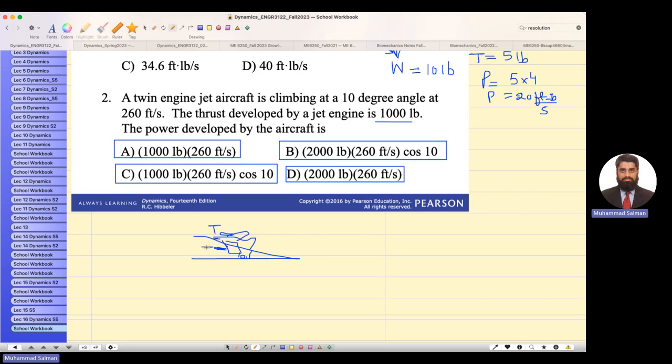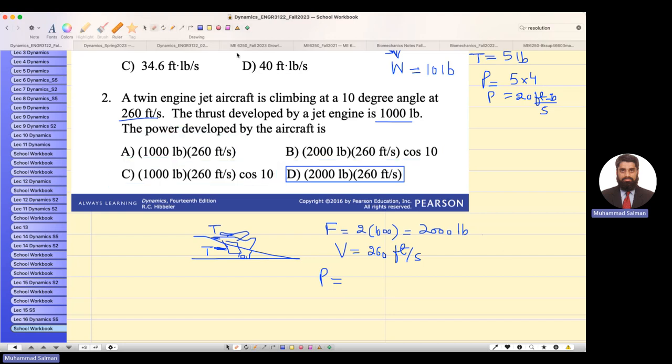So T is here. So the net thrust is 2 times 1,000. 2,000 pounds of thrust is being supplied by both engines total, okay? To move the plane at a certain speed. What is that speed equal to? It is going at a rate of 260 feet per second. Can you find just the product of these two numbers? This is the correct answer. Answer D is the correct answer. You see my point?